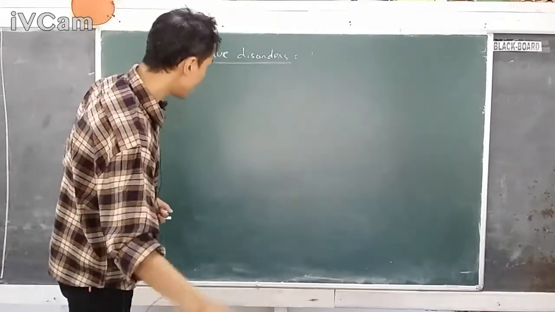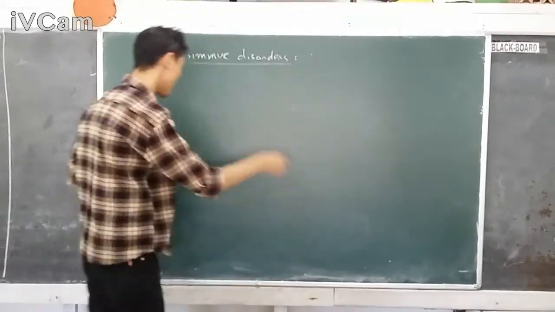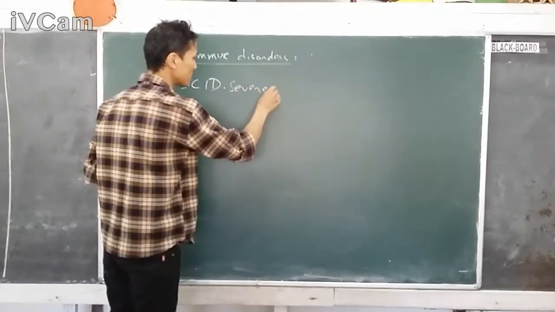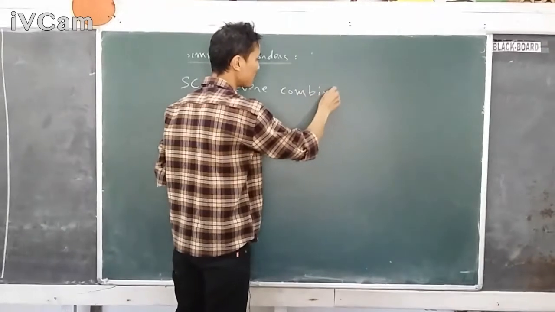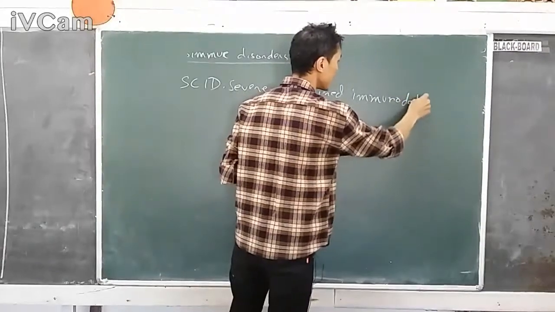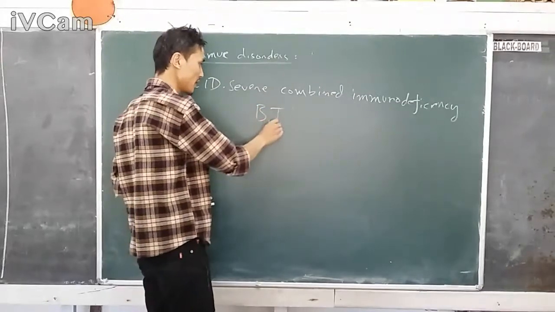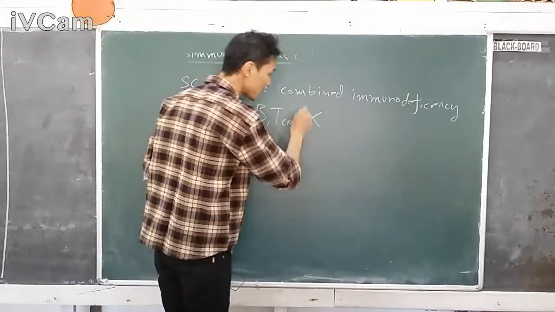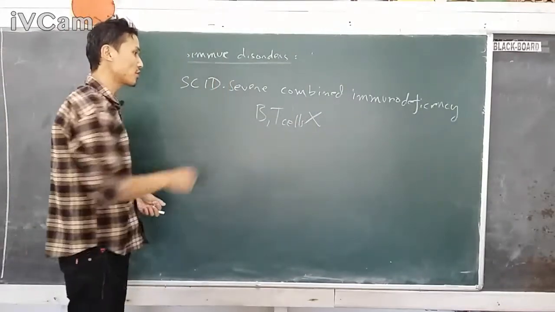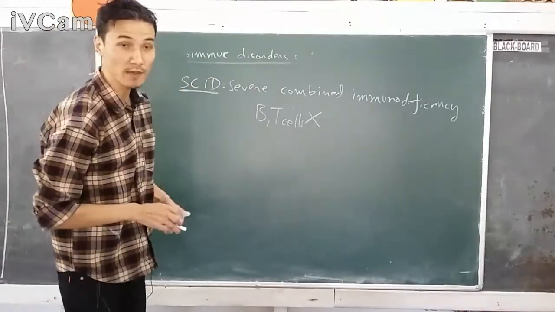When we talk about immune disorders, there are various examples like SCID. SCID stands for Severe Combined Immunodeficiency. Basically, in this condition, B and T cells are not produced. As a result, the individual cannot fight against even simple infections. Such individuals who have SCID are kept in germ-free environments.